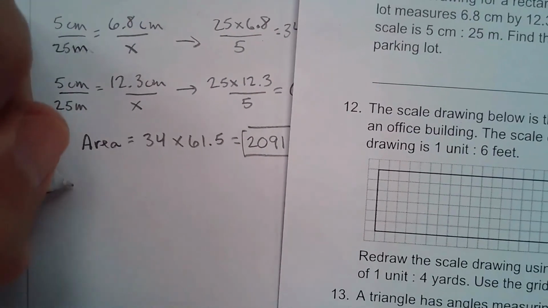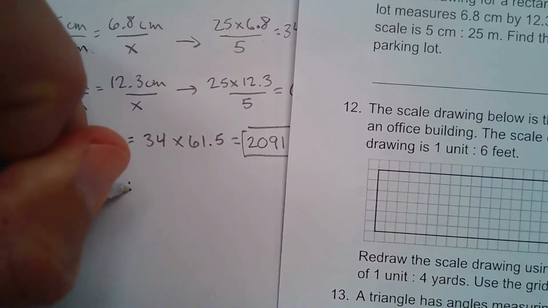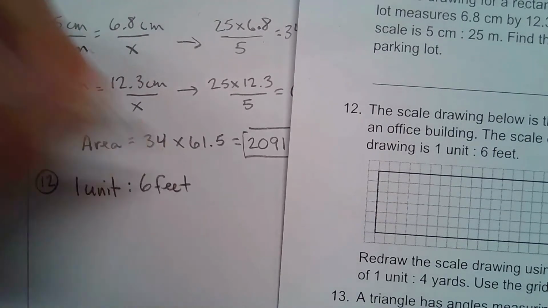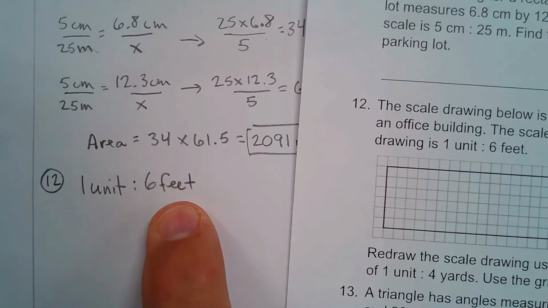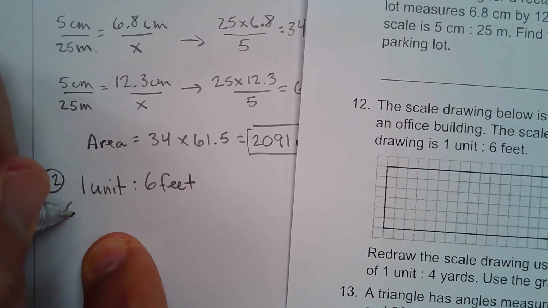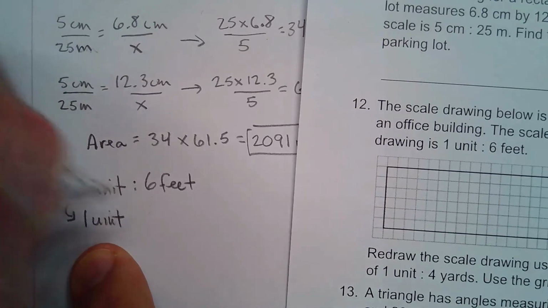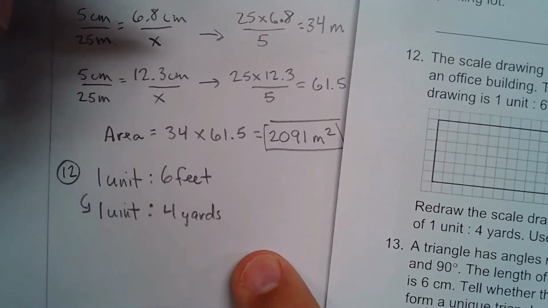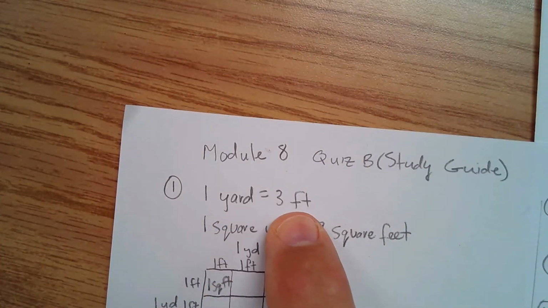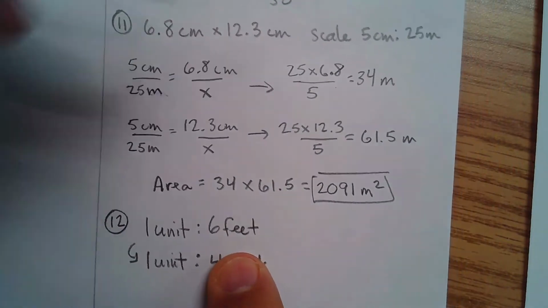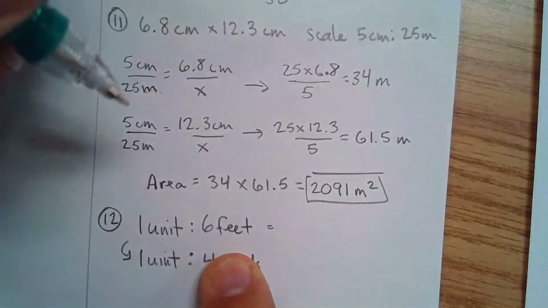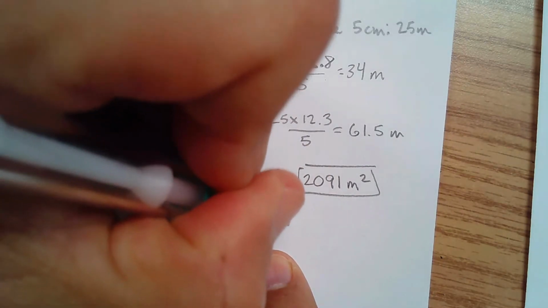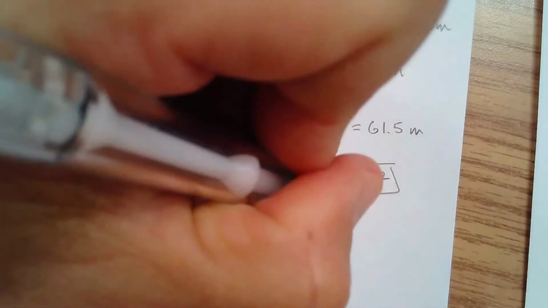So for number 12, if 1 unit corresponds to 6 feet, so this is the drawing and this is the actual, then we need to change it to 1 unit corresponds to 4 yards. Well, remember back here, 1 yard is 3 feet. So if we have 6 feet, let's change it to yards. 1 unit corresponds to, that's going to be 2 yards, right? 2 yards.